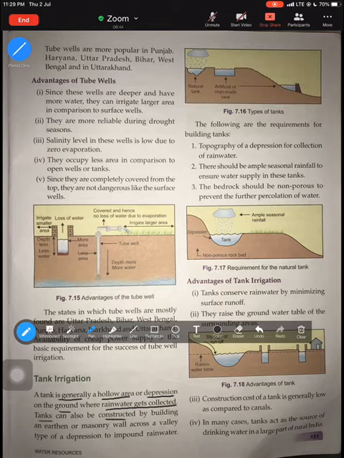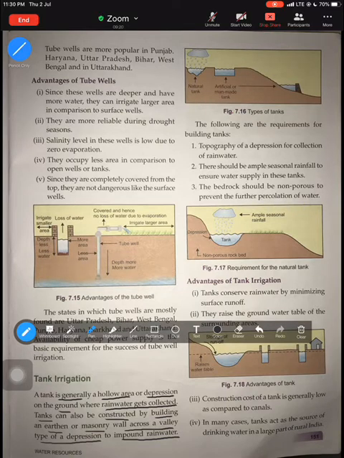You can even construct a tank by building an earthen or a masonry wall across a valley type of depression to impound, to collect rainwater. So basically we can even make tanks. Some are natural tanks with a depression on the surface. Some tanks are artificial or man-made, where we can make them by constructing an earthen or masonry structure, meaning a stonework, across a valley type of depression, where we can make a structure to collect rainwater. So that is what tank irrigation is.